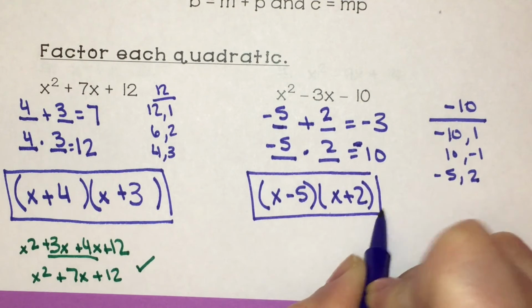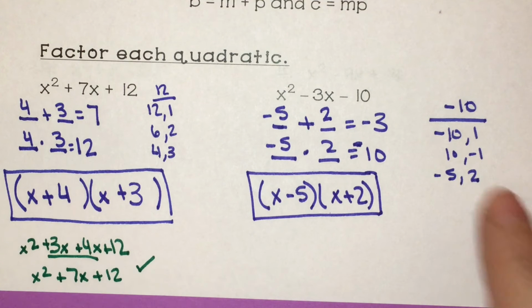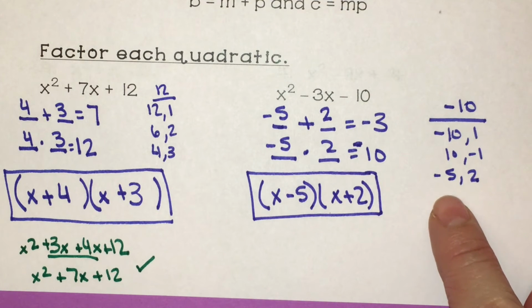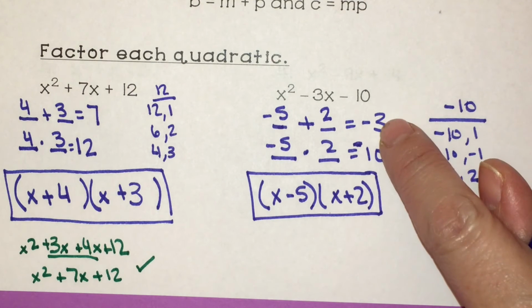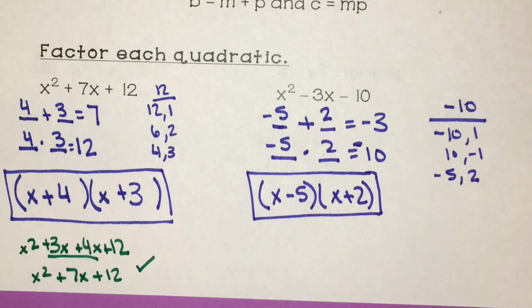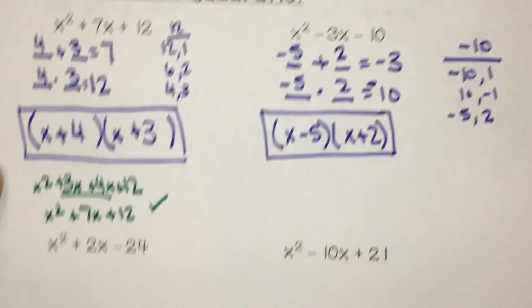Be very careful with the positive and negative. You have to pay attention because if I had done positive 5 and -2, well, that would give me a value of positive 3, not negative 3. So be very careful with the positive and negatives. Now let's do a couple more.